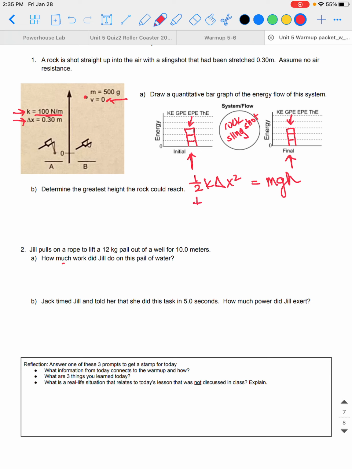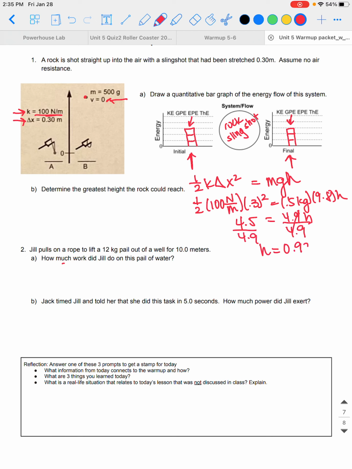So let me go ahead and plug in my values. K is 100 Newton meters. Delta X is 0.3 squared. Mass is 500, but I need to convert that to kilograms, so 0.5 times 9.8 times height. So let me go ahead and plug all of this into my calculator. 4.5 here on the left side, and 4.9 times h. So I'm going to divide 4.9 to both sides, and I get a height of 0.92 meters.